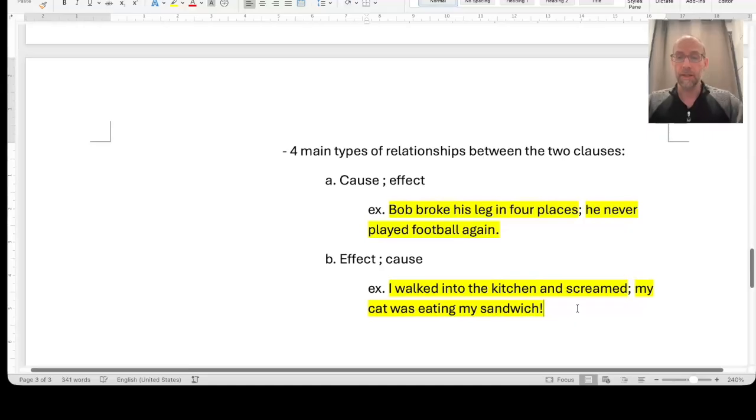Okay, let's look at a third one here. I told you there were 4, so here's the third one.